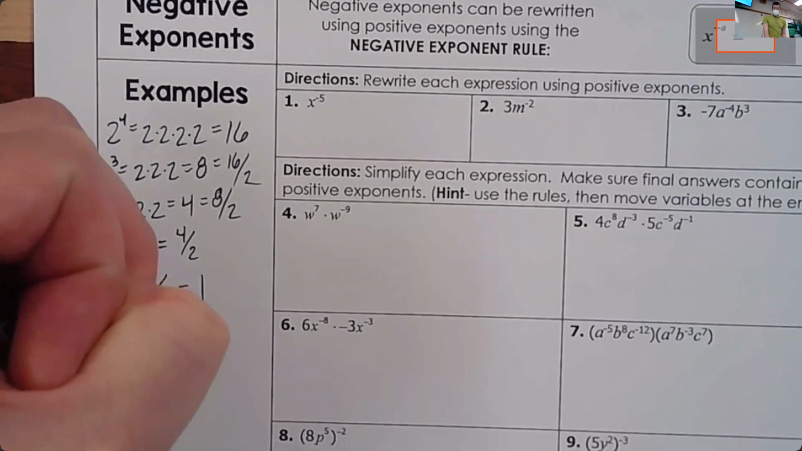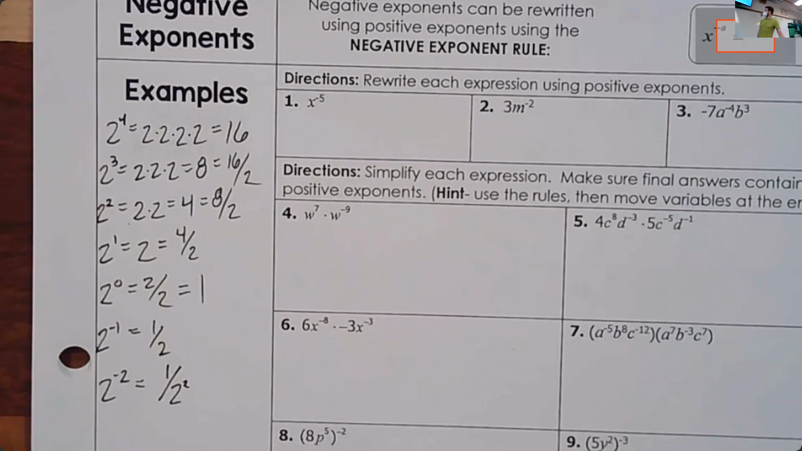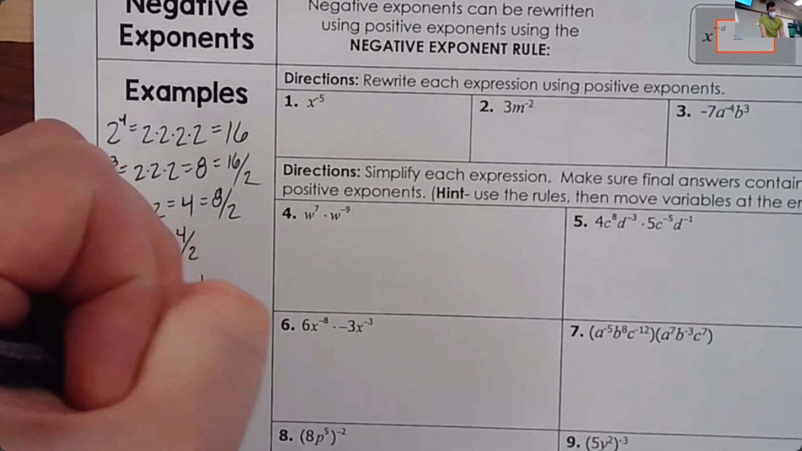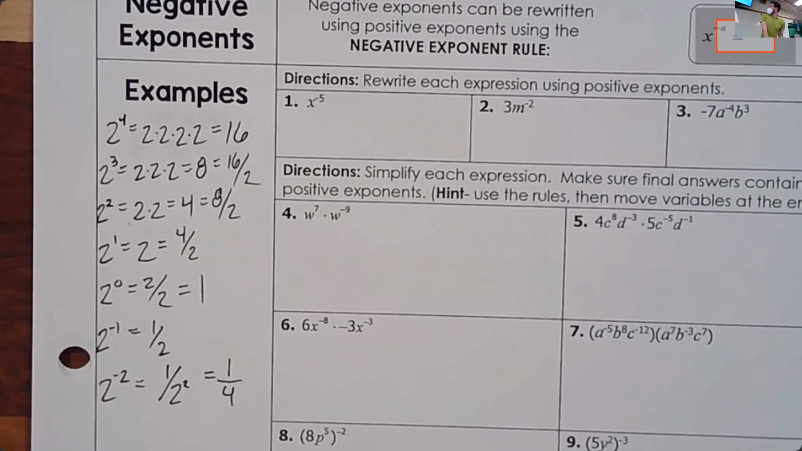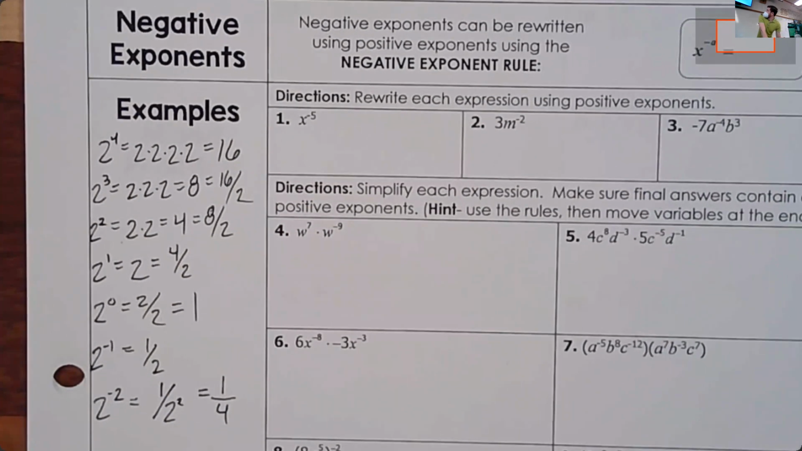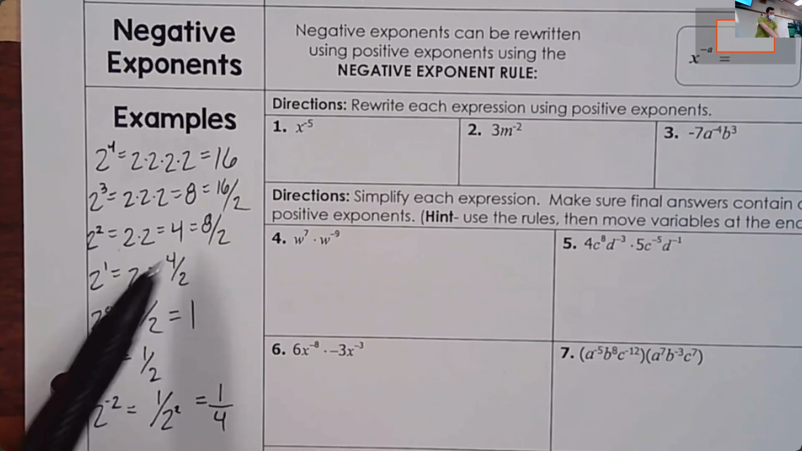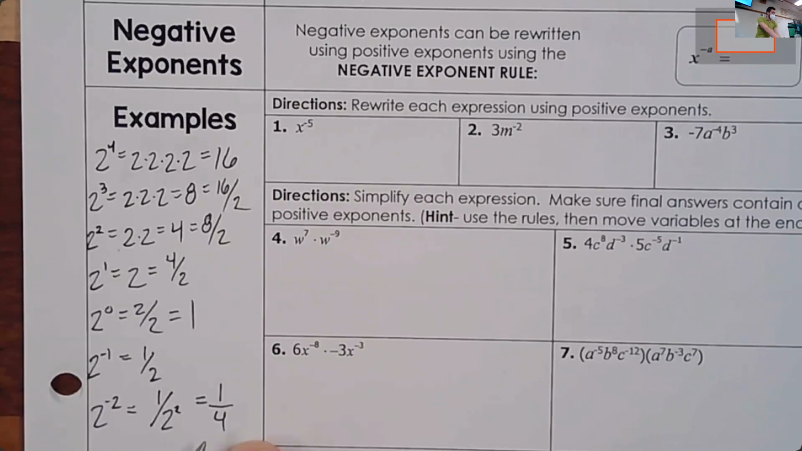Thank you. Which is actually just the same as 1/2 squared. And 1/2 squared would be equal to 1/2 times 1/2, which would be equal to 1/4. And so if you look at 2 to the 2nd power, it equals 4. 2 to the negative 2 equals 1/4.